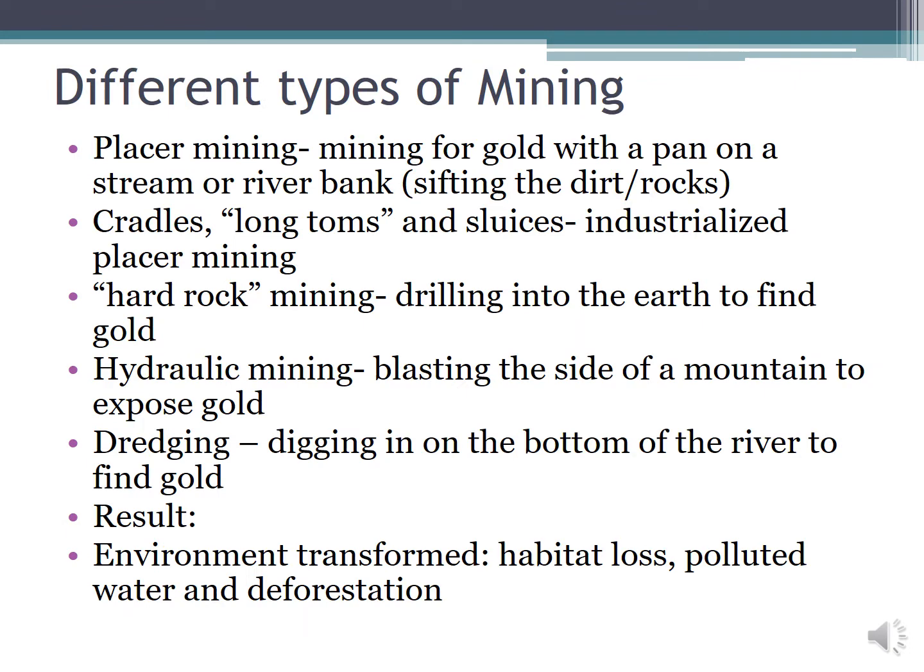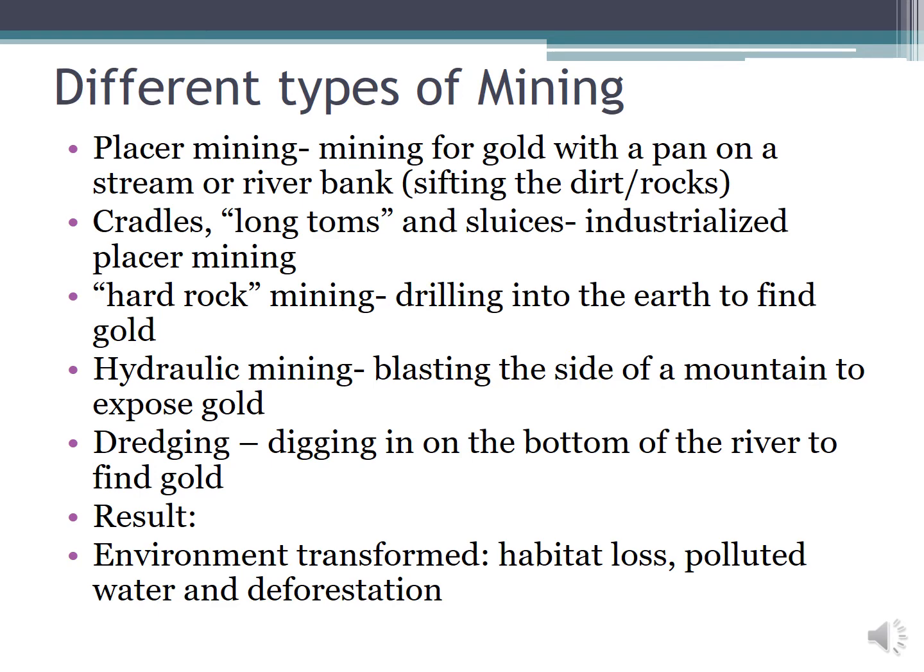So once the gold rush began, there were different types of mining that took place in California. The very first type of mining that took place was placer mining. This is the type of mining that you often think of when you think of the miner 49er who's going out there with his mining pan and sifting through the sediment at the bottom of the creek or river.